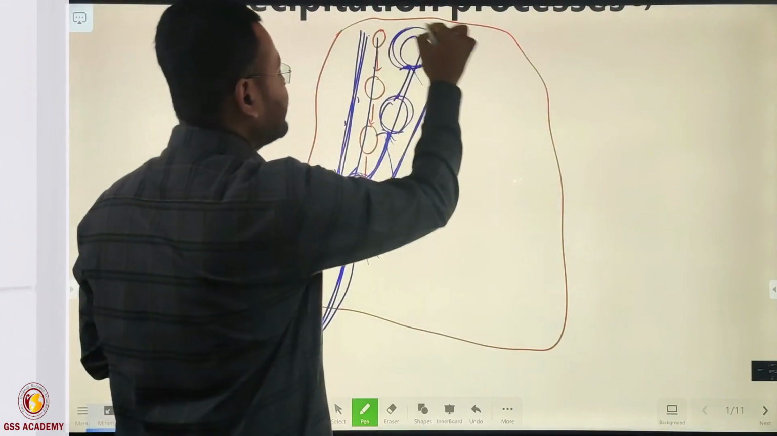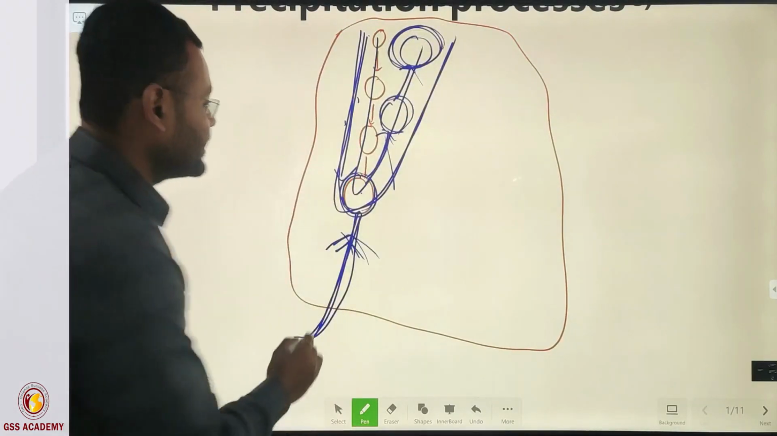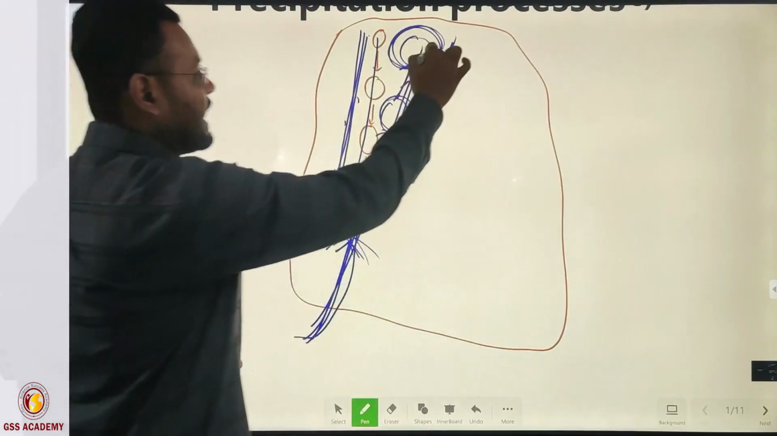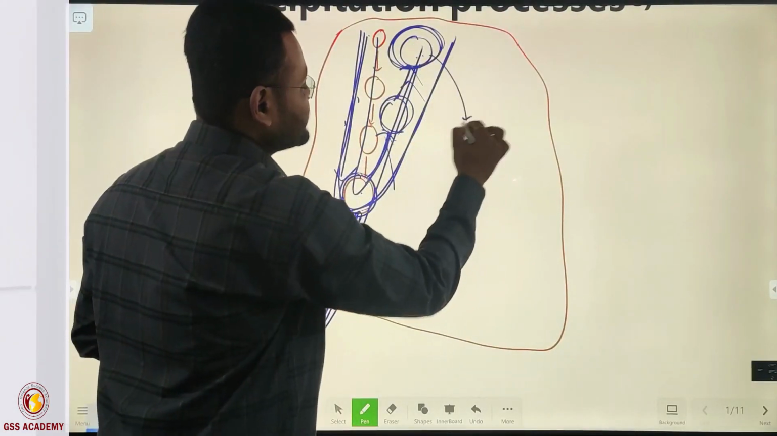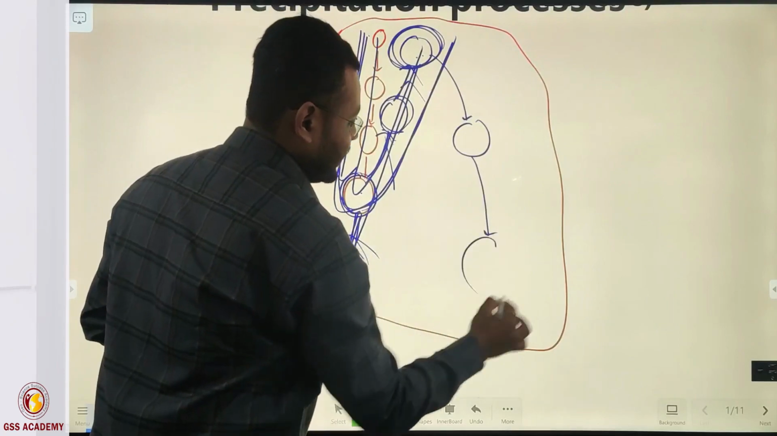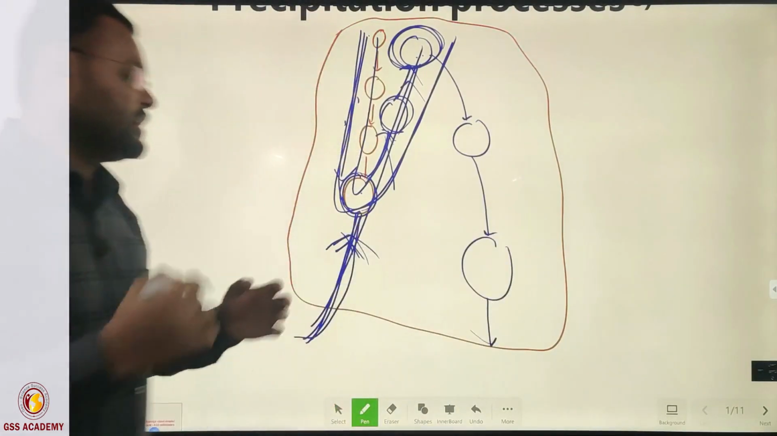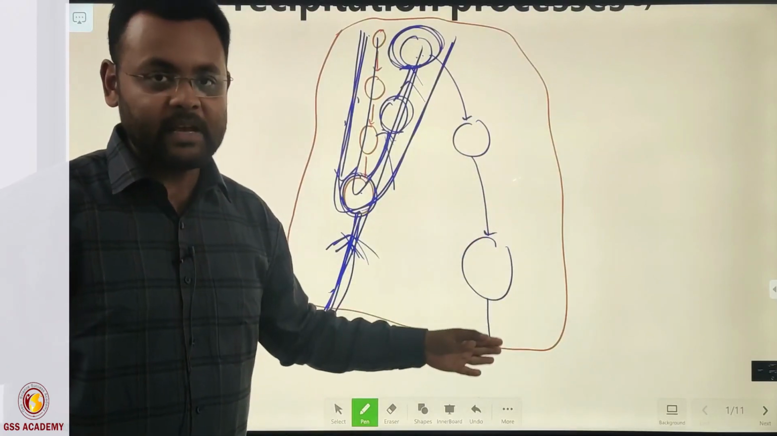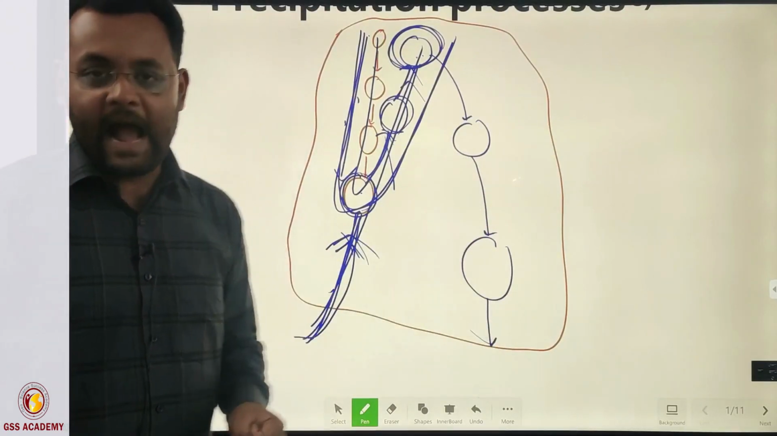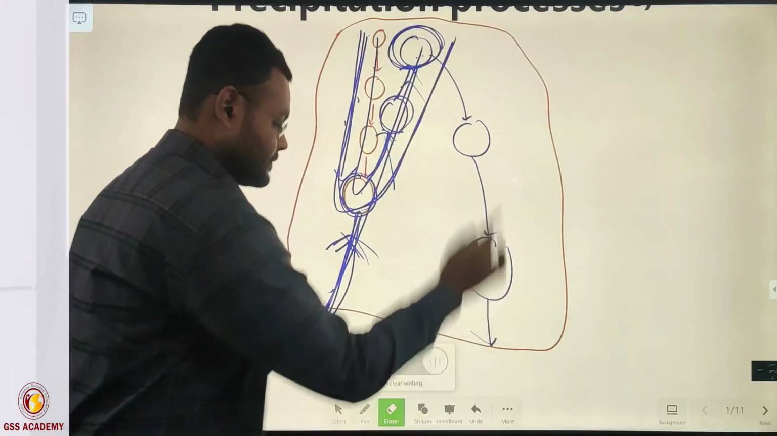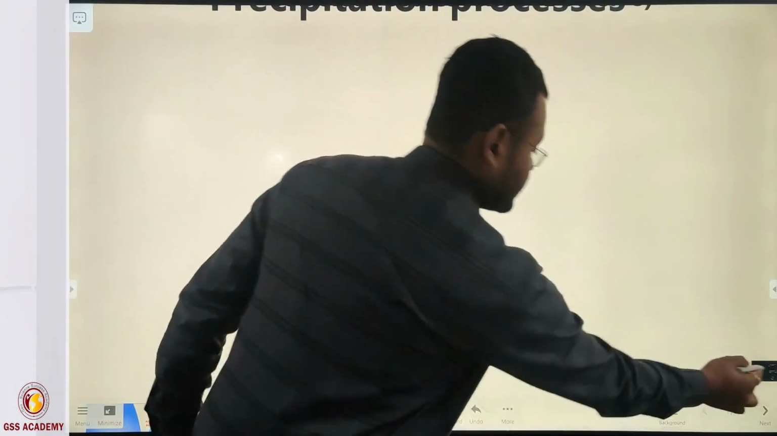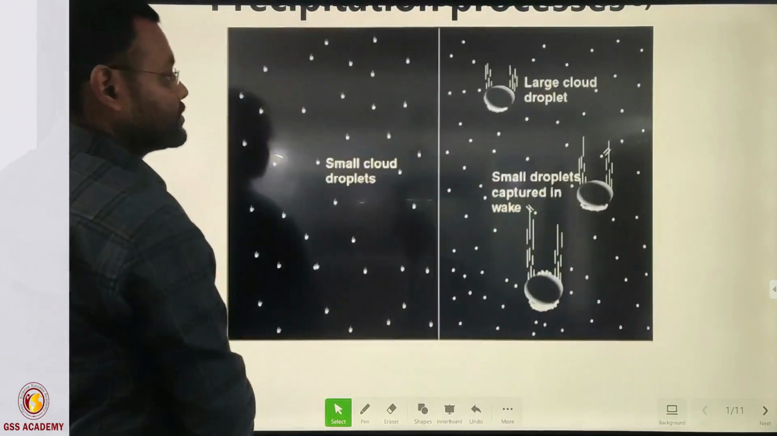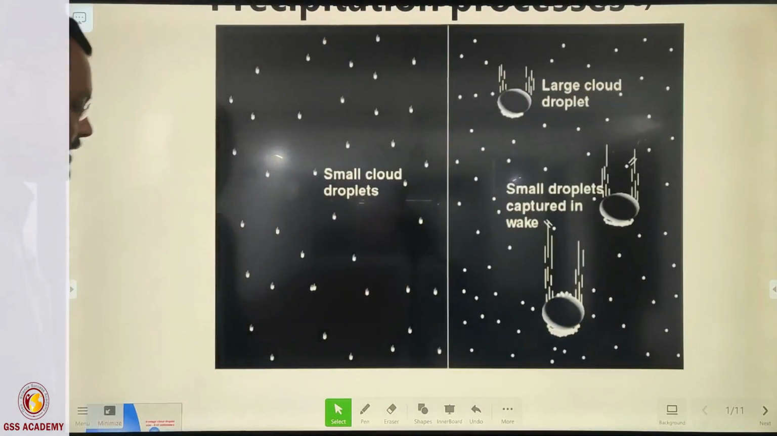And definitely a time will come when this particular updraft will be unable to hold this droplet, and this droplet will start falling towards the base of the cloud as well as towards the Earth's surface. So this is the figure of the collision and coalescence process.